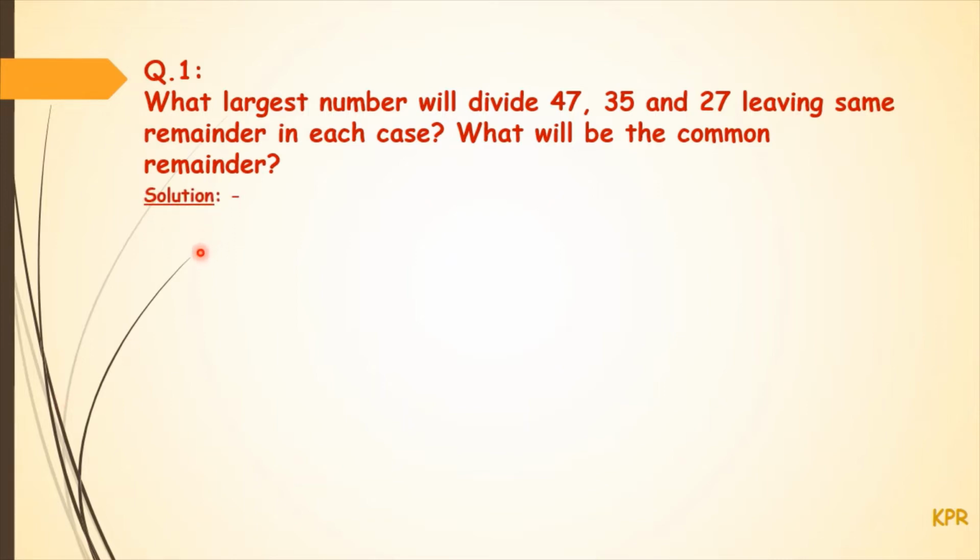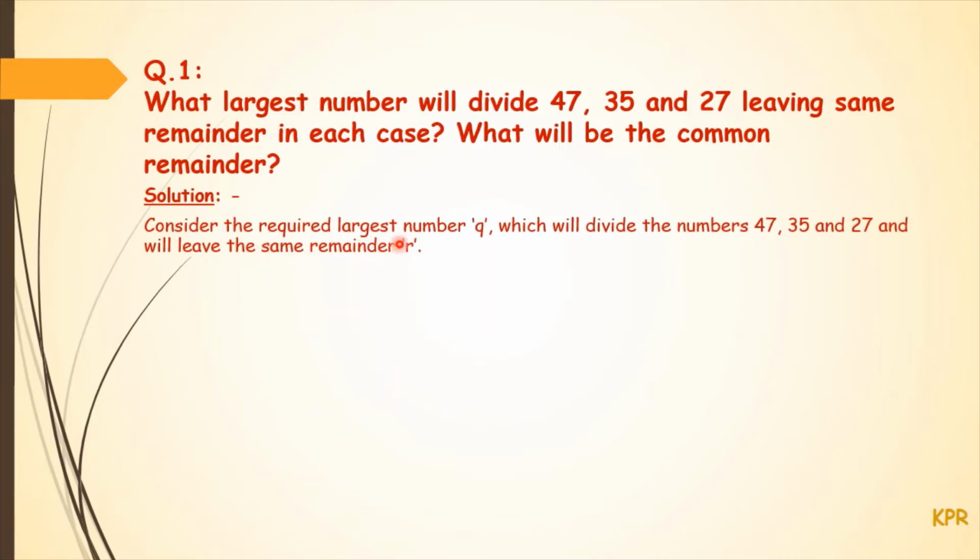Here is the solution. Consider the required largest number Q, which will divide the numbers 47, 35 and 27 and will leave the same remainder R. 47 can be expressed as A1Q plus R. Similarly, we can express 35 as A2Q plus R and 27 as A3Q plus R. In these three expressions, the remainder R is the same. Also, this quotient Q is the same.